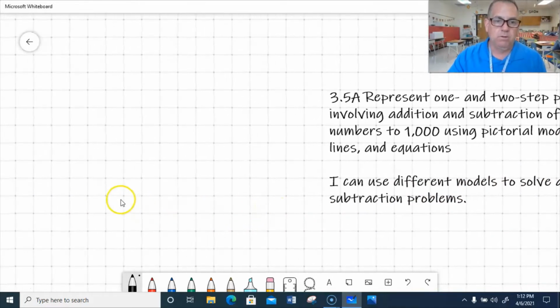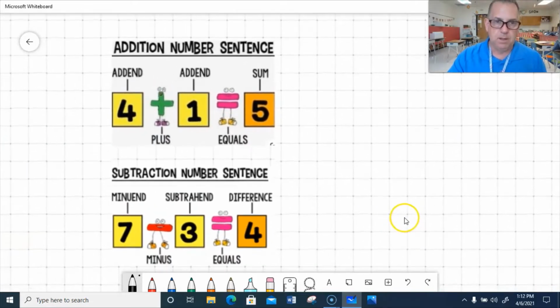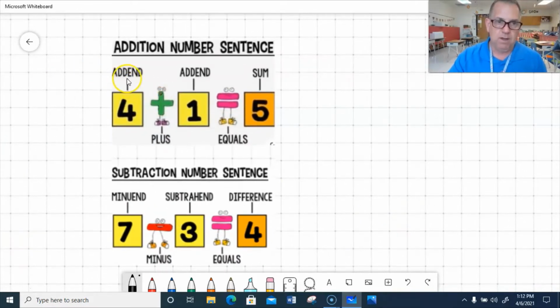Go ahead and look at our vocabulary a little bit here. For addition, we have addend plus addend equals the sum. So the sum is the answer to an addition problem. And in subtraction, difference is the answer to a subtraction problem. So sum for addition, difference for subtraction.